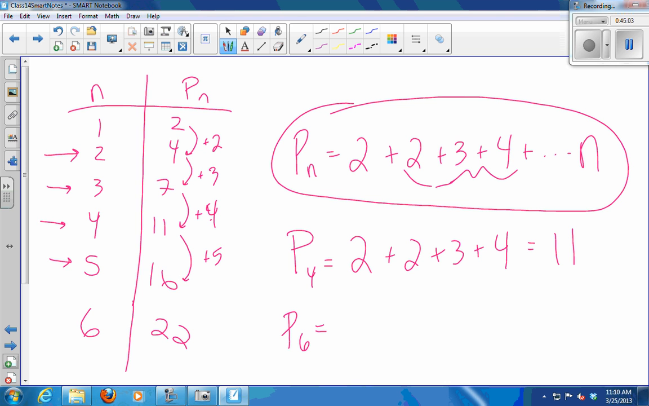So you start with a 2, and then you add to that 2 plus 3 plus 4 plus 5 plus 6 plus 7 until you hit n, the subscript on your P, whatever you decide n is. So if you want to do P6, for example, you start with a 2, then you add 2 plus 3 plus 4 plus 5 plus 6. You stop once you hit the subscript. So that would be 4, 7, 11, 16, 22.